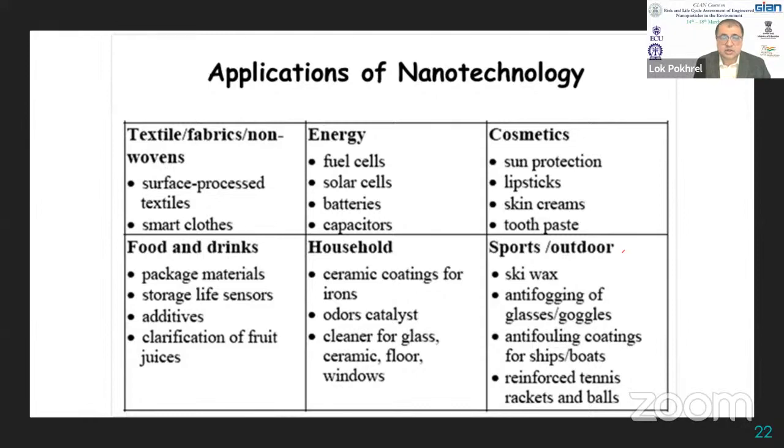traditional solar cells. Batteries are another area where nanotechnology has been explored. The problem with batteries is the disposal. Disposal of batteries is a big problem, whether you consider the conventional batteries or the new batteries as well using nanotechnology.